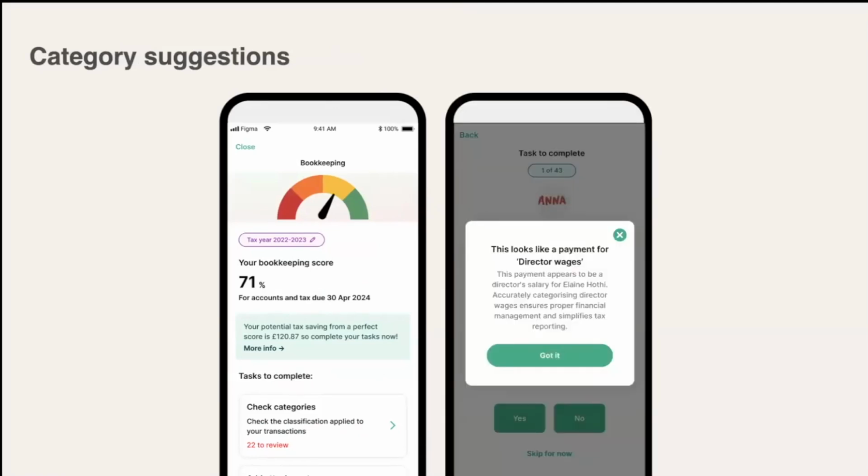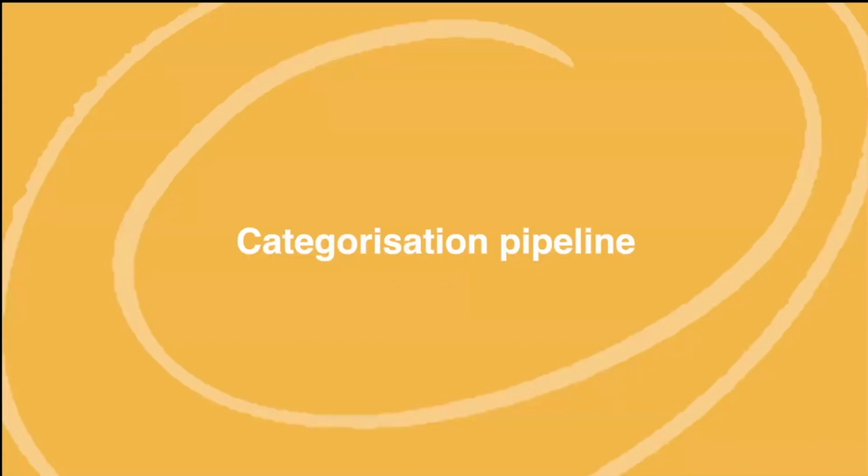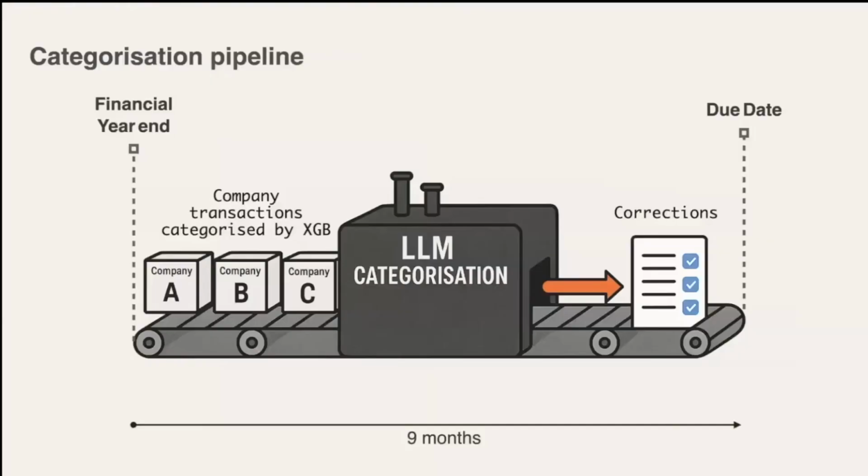The app will flag some transactions that require attention, and in this case, it suggests categorizing something as wages and explains the decision. So how do we manage this at scale? A company's transactions are initially categorized by a simpler model like XGBoost. In this case, we have like 3 companies. They enter the pipeline after the financial year ends.